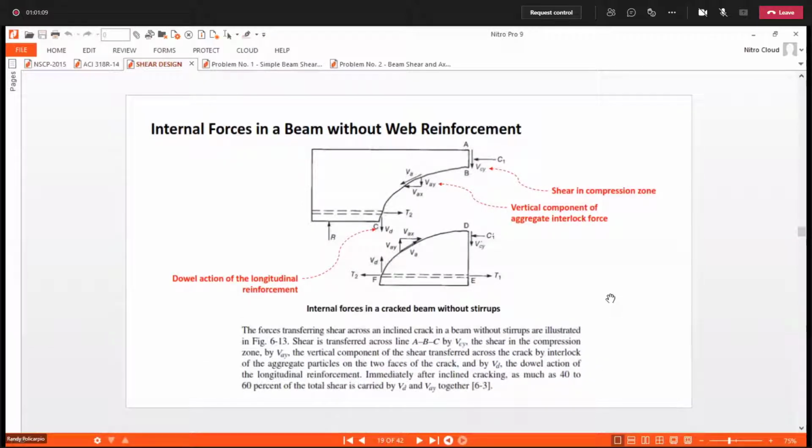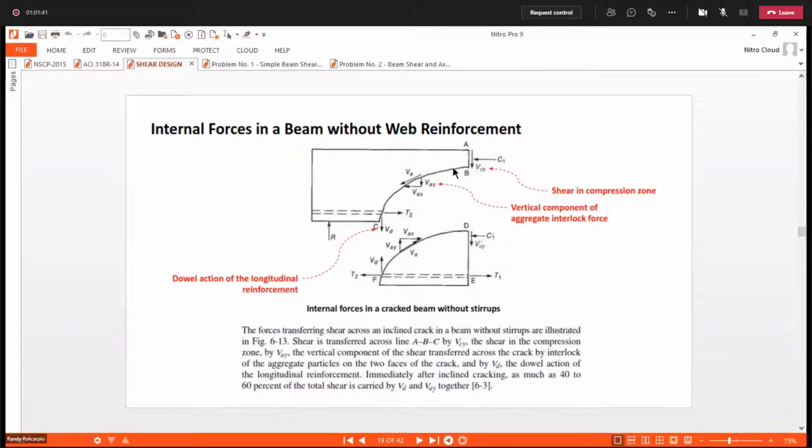Okay, so let us now determine the internal forces in our beam without web reinforcement. If we let our beam crack, these are the internal forces. Number one, we have the shear in compression, designated as VCY.